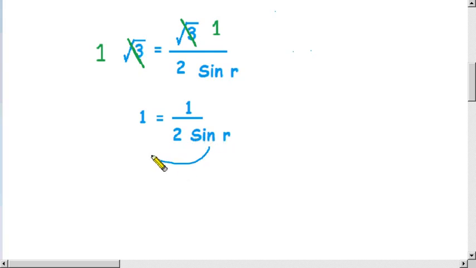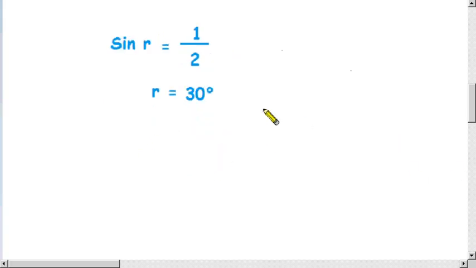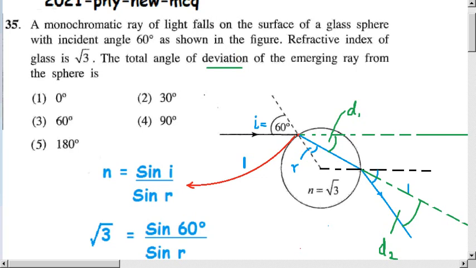So we have to take this sin r this way, because we are going to find out r, we have to isolate it. Then we get sin r equals half. That means r equals 30 degrees. You should remember these values. So now we know r is 30 degrees. So we can mark it here.